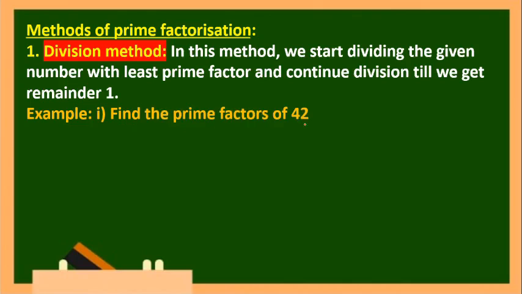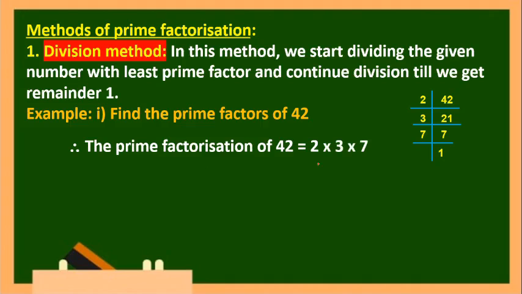Find the prime factors of 42. 42 should be divided by the least prime factor, 2. 2 21s are 42. Now 21 is not divisible by 2, so the next prime number is 3. 3 sevens are 21. Again 7 ones are 7, and we get remainder 1. So how can we express 42? It can be expressed as 2 into 3 into 7. So this way we need to divide.